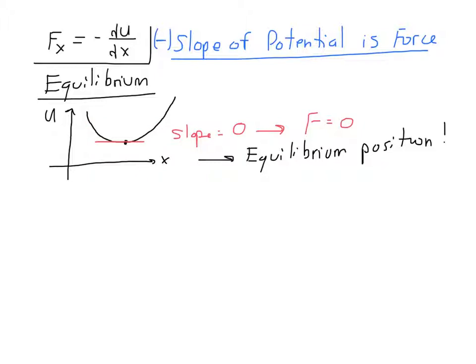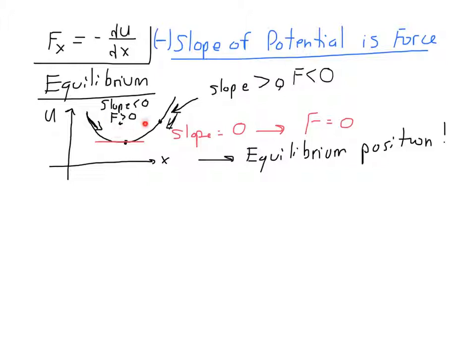up the potential. So for instance, right up there, the slope is going to be positive. That means that the force is going to be negative, and the particle is going to want to move back to the center. Same deal over here. Slope negative, force positive. So right there we will have a force pushing the particle back to the original position.